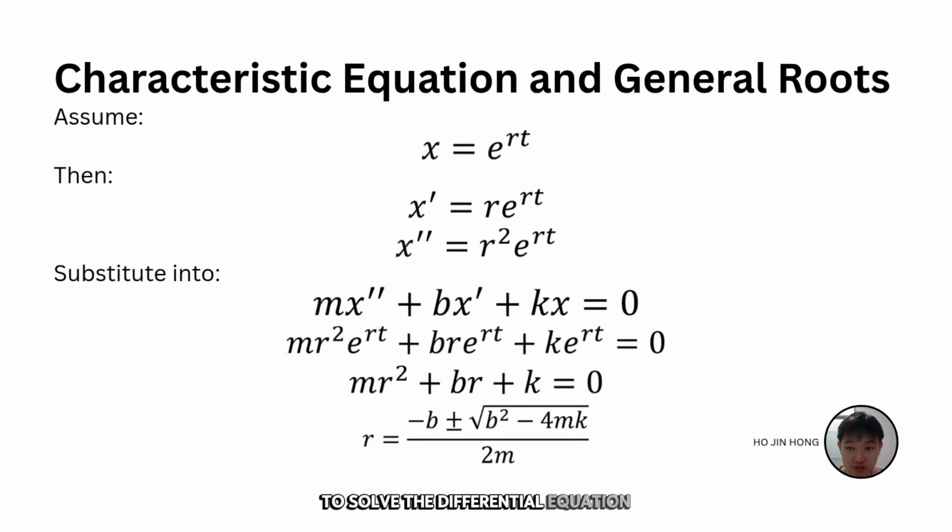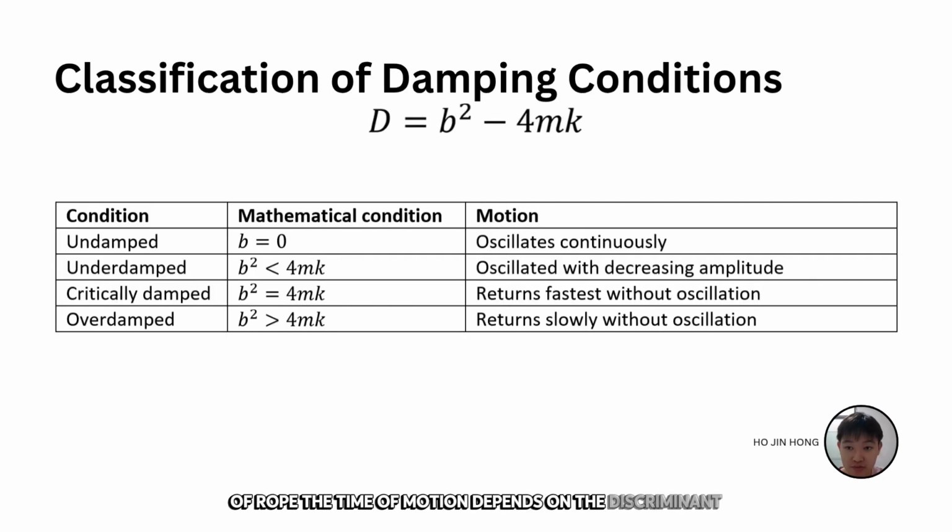To solve the differential equation, we assume that the displacement has an exponential form. This method is suitable because the derivative of an exponential function is still an exponential function. After substituting the assumed solution into the governing equation, we obtain the characteristic equation. Then, by solving the characteristic equation, we get the general roots. These roots are important because they determine the type of motion of the coilover. The type of motion depends on the discriminant in the general roots.